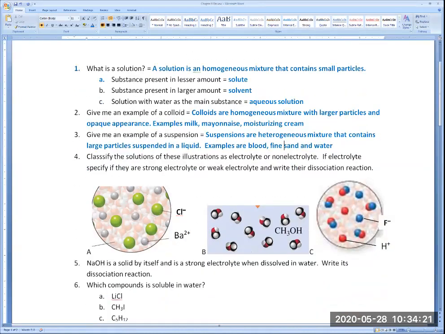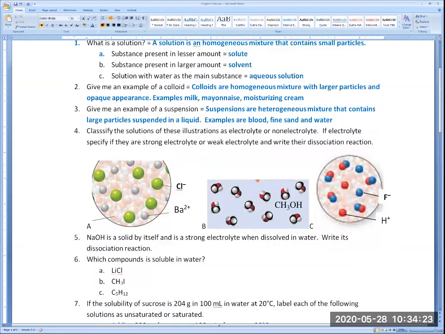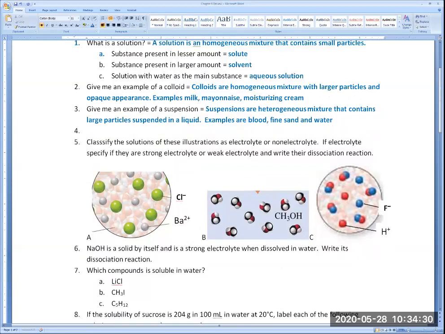Okay. And then the chapter after that goes through the properties of electrolytes and non-electrolytes. So, by definition, an electrolyte is a solution or something in solution that can conduct electricity. So it allows the electricity to be conducted because it has charged particles. We call those ions, right?